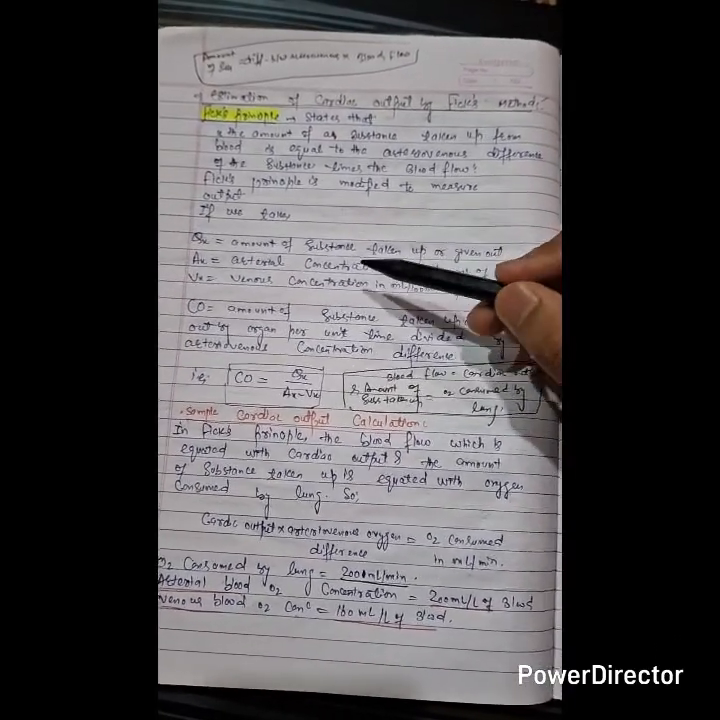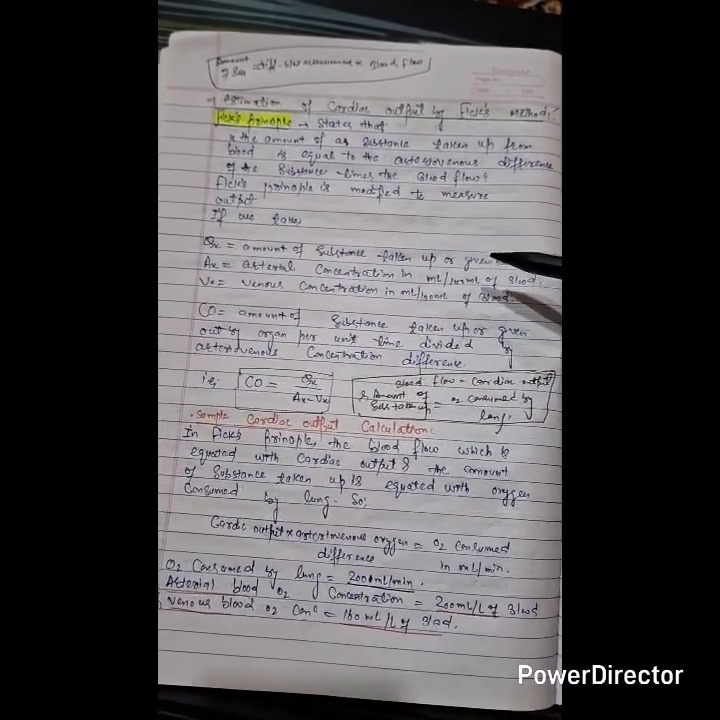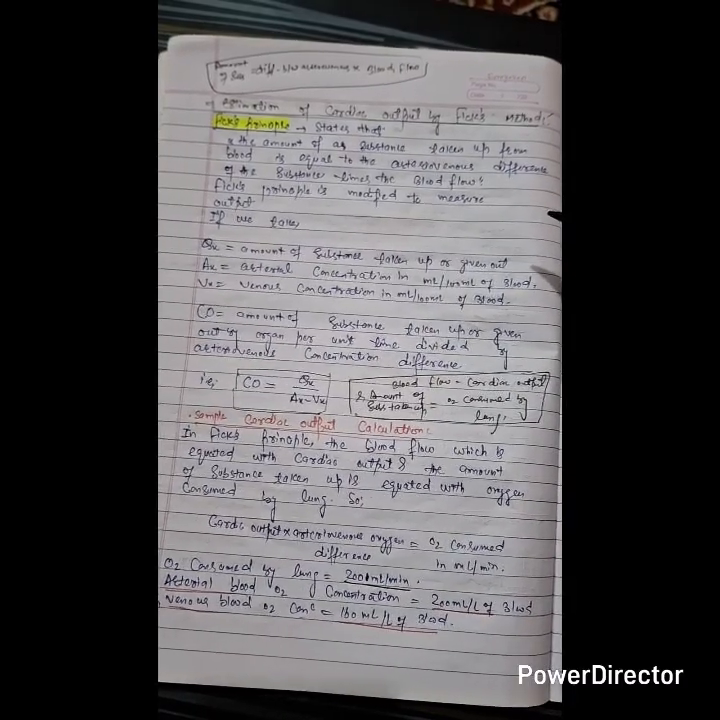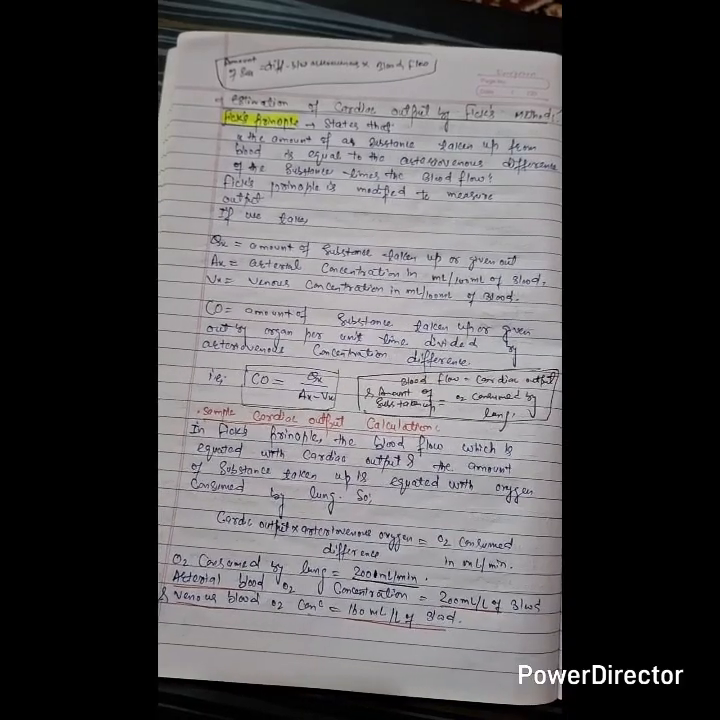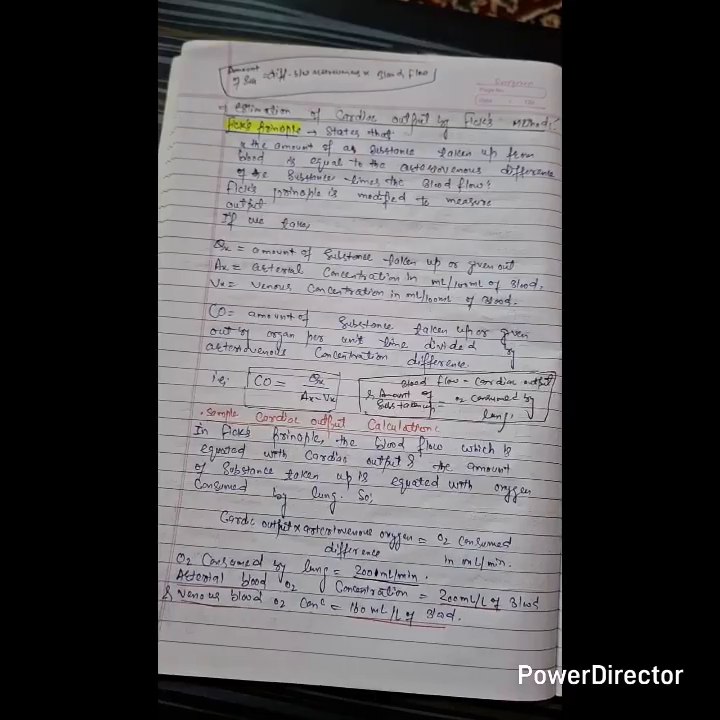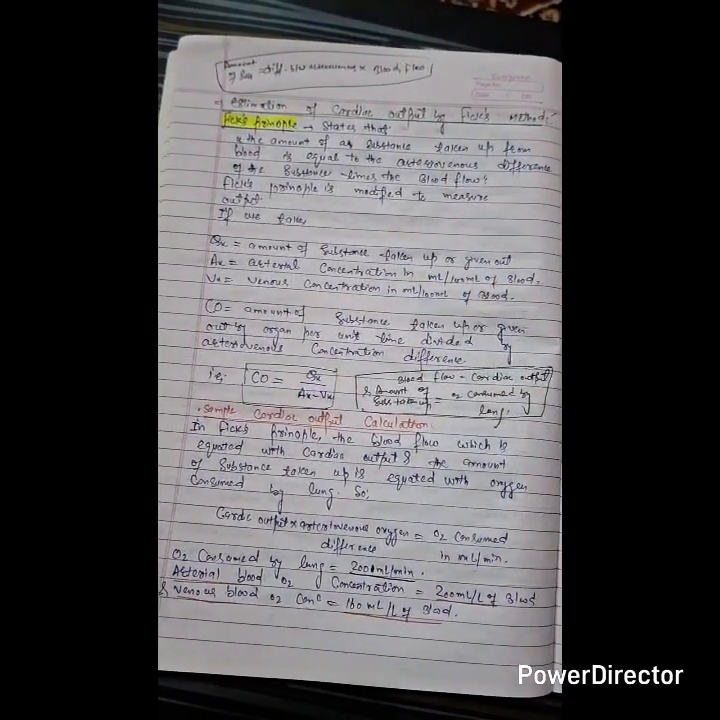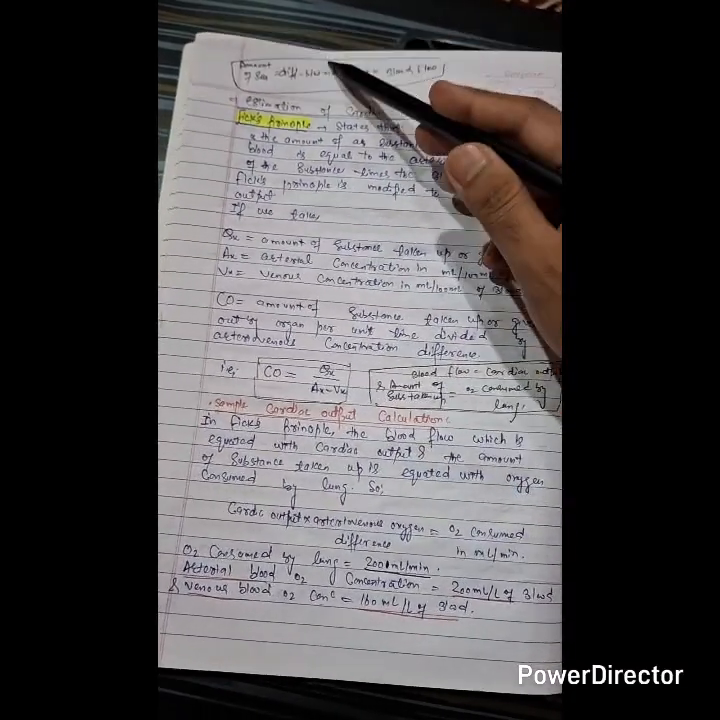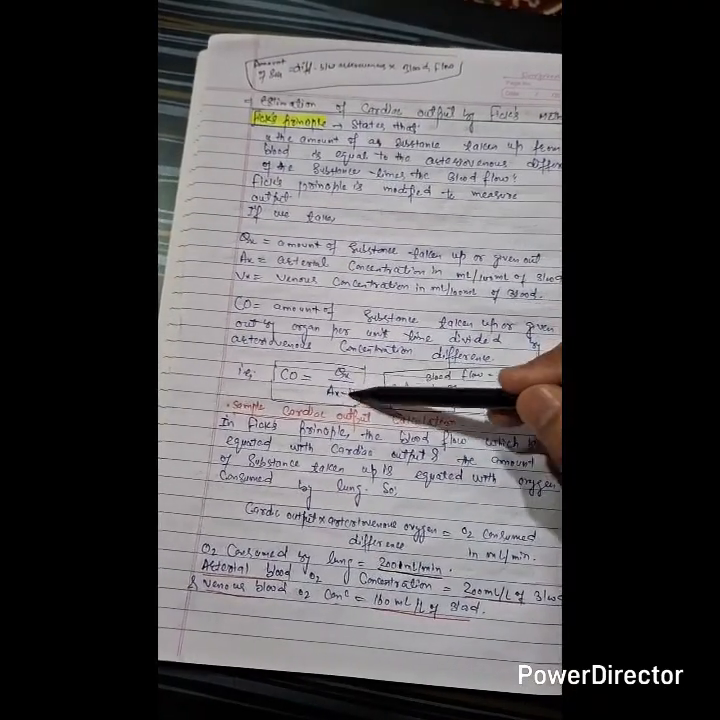So if we take Qx as the amount of substance taken up or given out, Ax as the arterial concentration in ml per 100 ml of blood, and Vx as the venous concentration in ml per 100 ml of blood. So CO, the cardiac output, is the amount of substance taken up or given out by an organ per unit time divided by the arteriovenous concentration difference. So from this we can reduce it: CO is equal to Qx divided by Ax minus Vx.